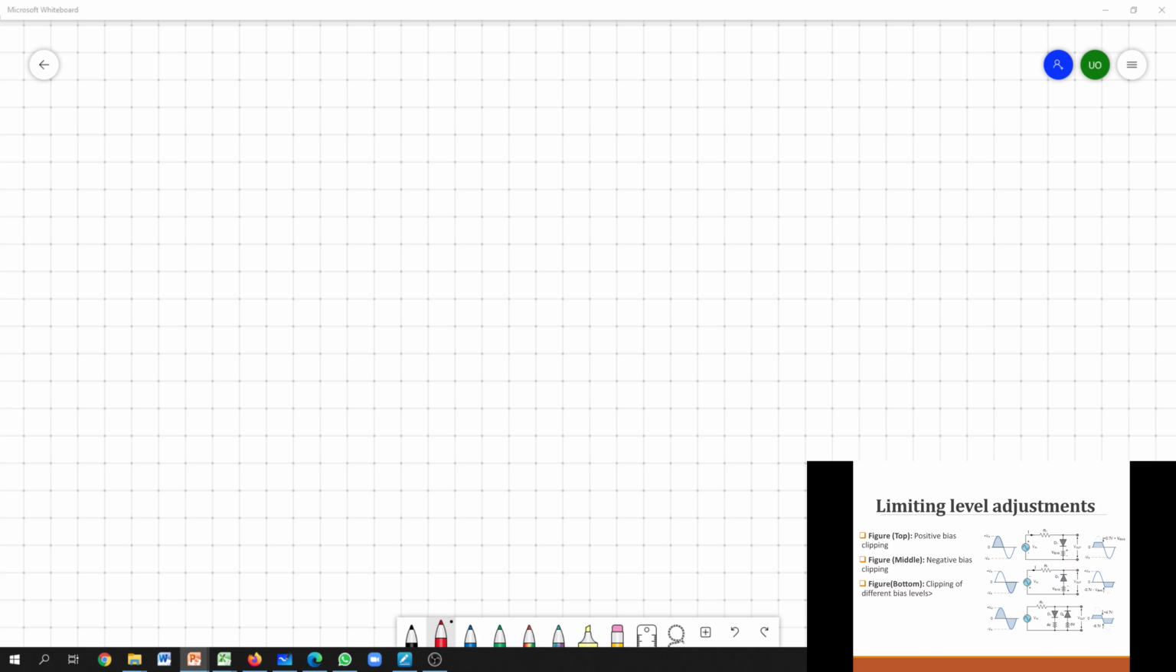Okay, so during the previous video, we basically discussed the simple clipping circuit like this. So we have a diode and we have this kind of AC source. So this is your input, and we basically take the output across the diode. So then we found that there may be different clipping mechanisms.